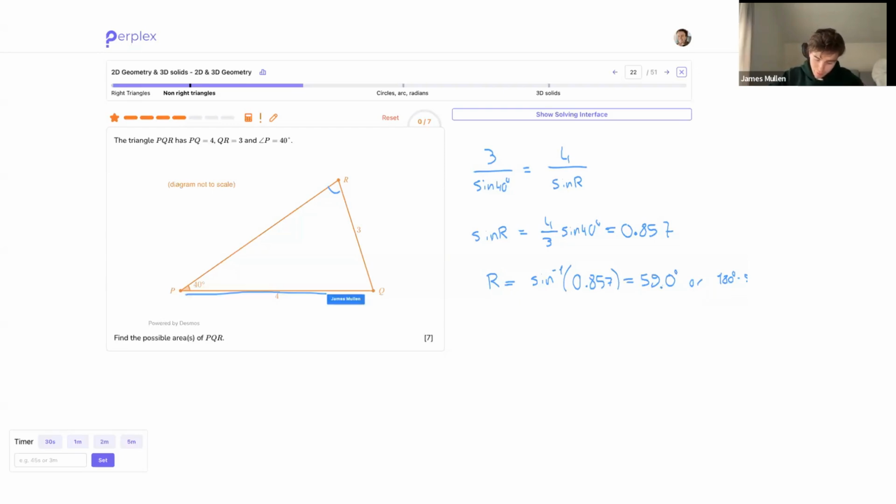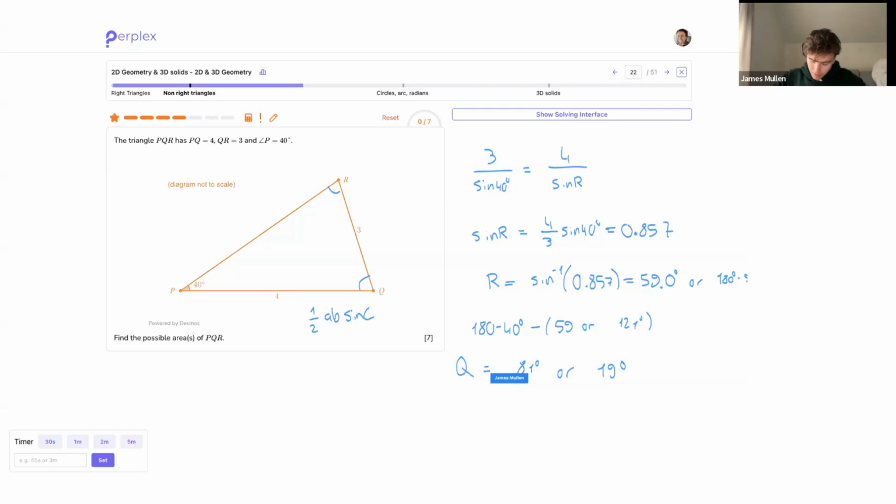And I know the side length 4, and I know the side length 3. So I'd like to find this angle here so that I can use half AB sine C. That would be ideal. So let's find the possible angles Q. I'll do 180 minus 40 degrees minus either 59 or 121. That gives me 81 degrees, or 19 degrees. Okay, so this is the angle C, or Q in this case.